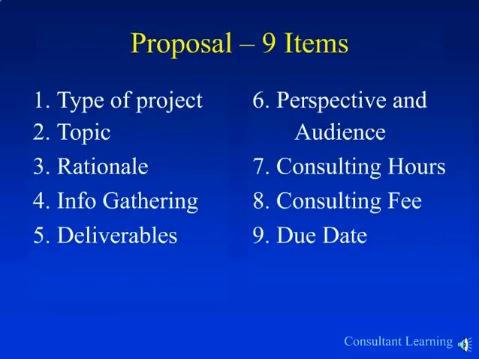This slide shows the 9 pieces of information that I require students to put into a proposal for my course. Some teachers have told me that they've modified these requirements to match their materials and their course. Number 1 is the type of project, and number 2 is the topic of the project. Number 3 is the rationale. Why is the student interested in this topic? Number 4, information gathering. How will the student gather this information about this project? Will they interview someone? Will they read a book? Will they go to the library?